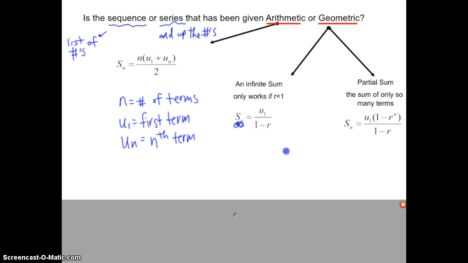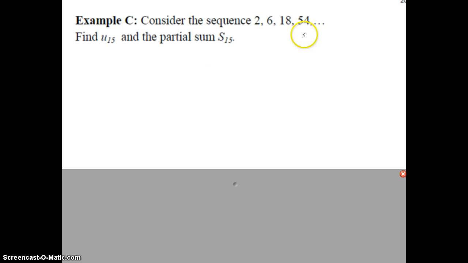In both of these formulas, U sub 1 is just the first term, and r is known as our common ratio. Let's go ahead and take a look at an example. In this example, they gave us a list of numbers. This is a sequence of numbers: 2, 6, 18, 54.